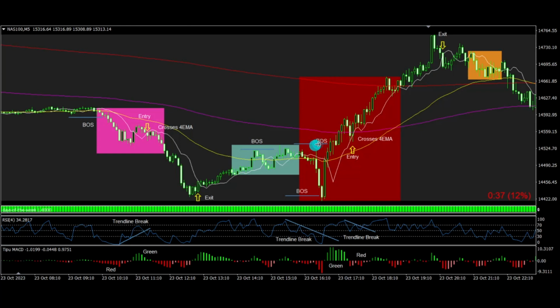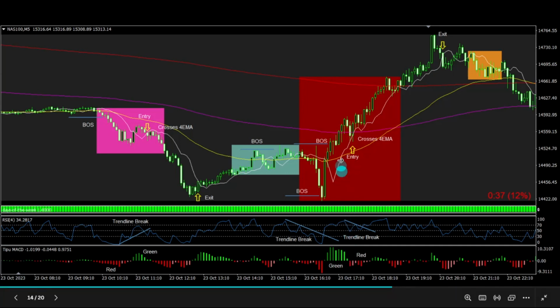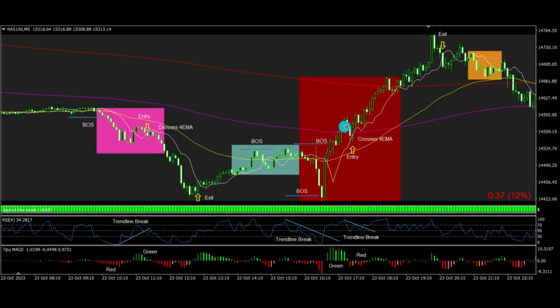After the break of structure, we wait for the red histogram. There's the red histogram. Then we see a cross of the 4 EMA. And that's our entry. And as we see, price does not close below the 4 EMA until here, but we can either get out here or we can get out after price closed below the 4 EMA.